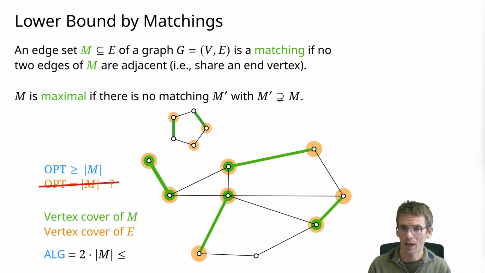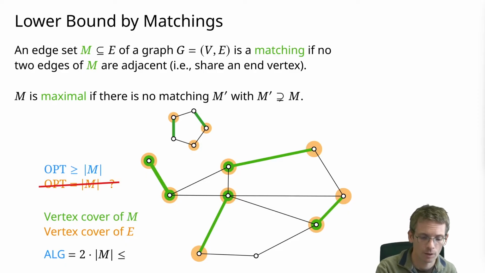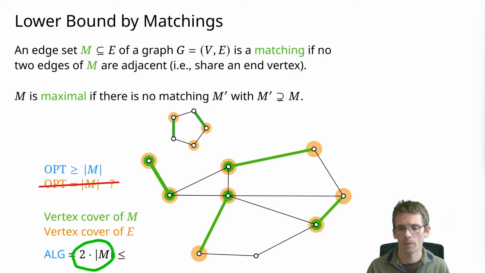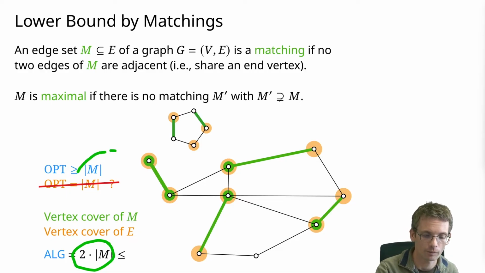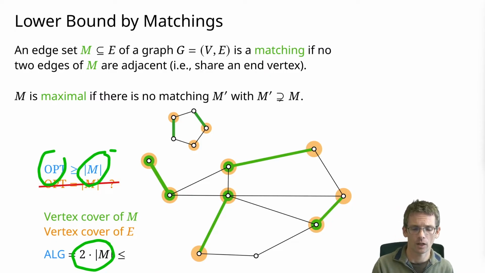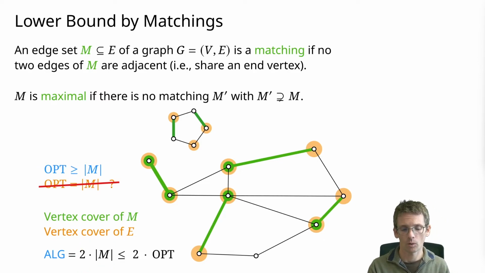Done. Now if you ask yourself how well this algorithm performs, the solution of this algorithm has twice the size of the matching. But now we have for any matching that the optimum is at least as large as the matching. Plugging this in here, I get that the solution that the algorithm returns is bounded by 2 times the optimal solution. So we have a 2-approximation.